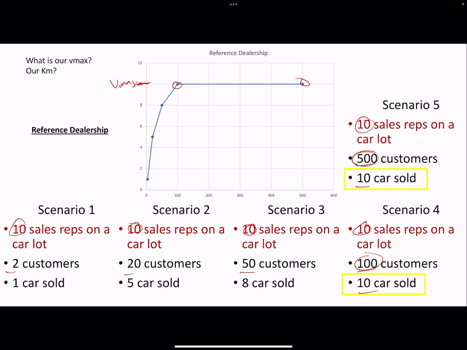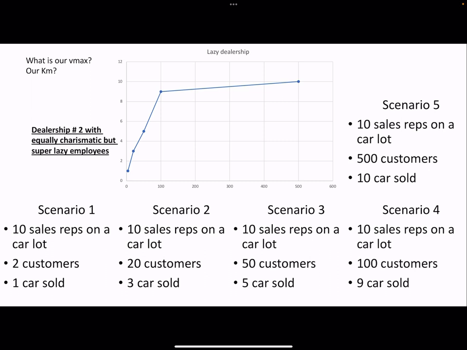What's our Vmax? It's 10. What's our KM? Well, remember, KM is the value. So if this is 10, then 5 cars sold in an hour is going to be half of our Vmax, and that's going to correlate with that number there. And we actually know this number, right? 5 cars sold correlates with 20 customers. So these are the two values: Vmax is 10, KM is 20.